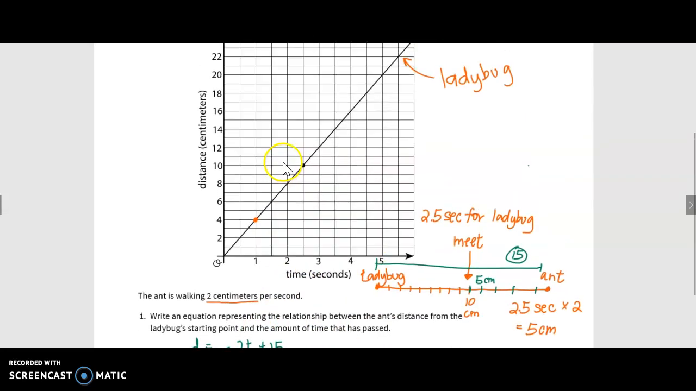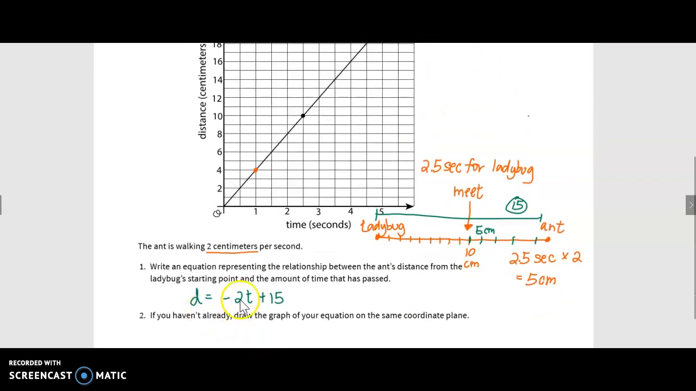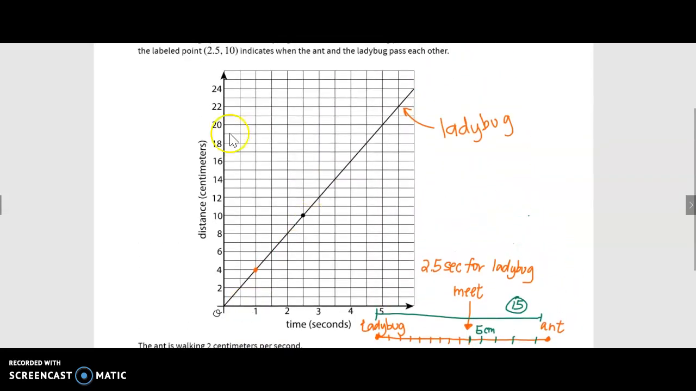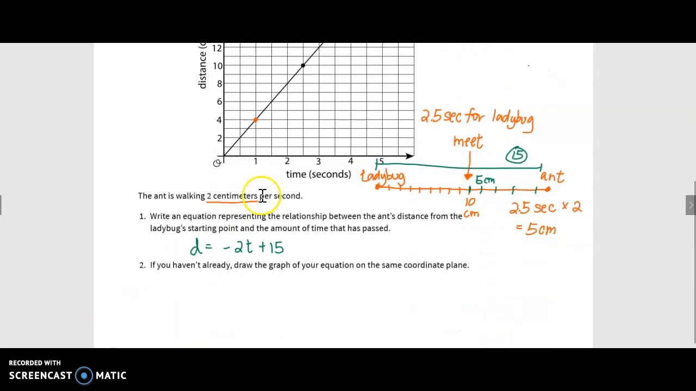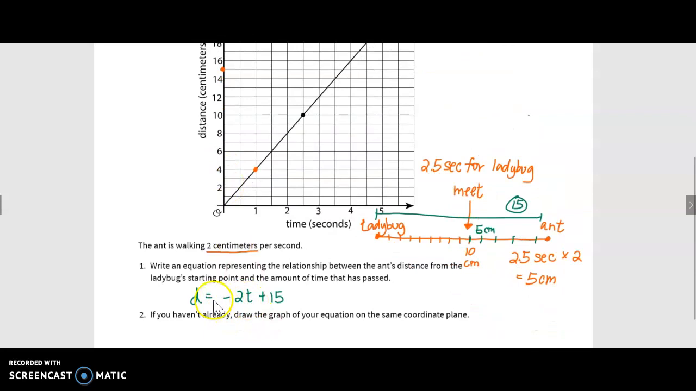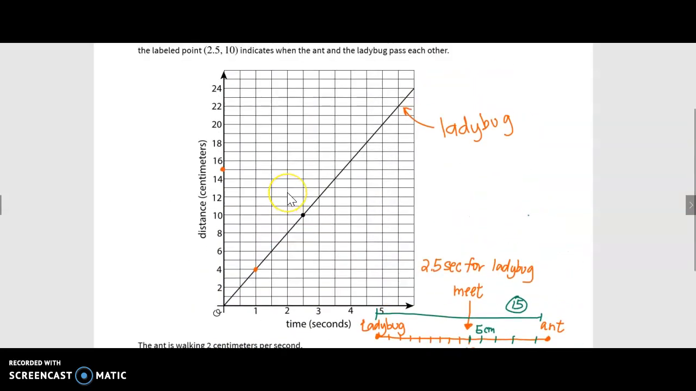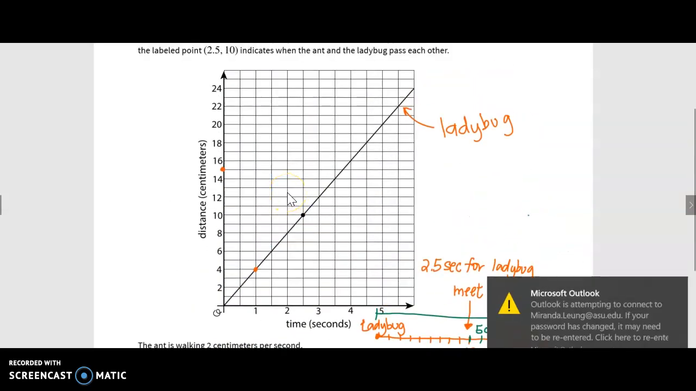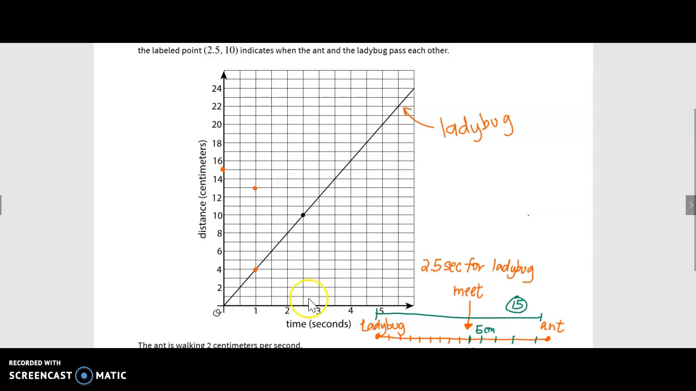All right, if you haven't already, draw the graph of your equation on the same coordinate plane. So I'm going to go ahead and plot this line that we have into this graph right here. To graph the equation, let's just refresh how to do it. Starting with my y-intercept, which is 15, I plot the point at 15. My slope is -2, so that means down 2 over 1. Make sure you look at your scale. Down 2 over, this is not 1. This will be your 1. So make sure you look at your axis right here. These 2 boxes are 1 for your x-axis.